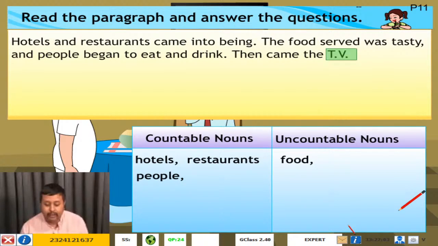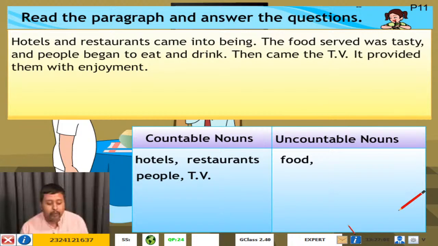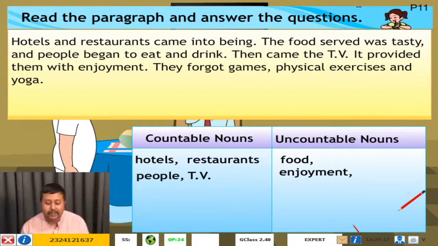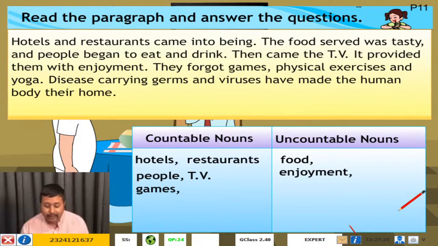Then came the TV. TV is what? Countable. It provided them with enjoyment. So enjoyment is what? Something we cannot count. Is it more 5% enjoyment? We say 10%. So we cannot say that, na? They forgot games, physical exercises, and yoga. So games is what? How many games do you know? How many games do you want to play? So it's countable, right?